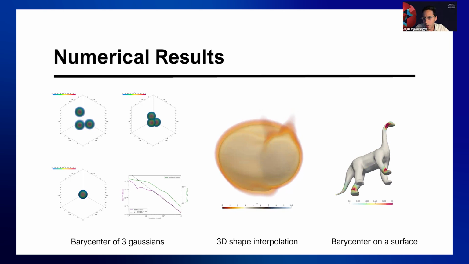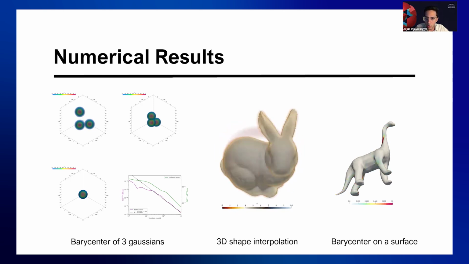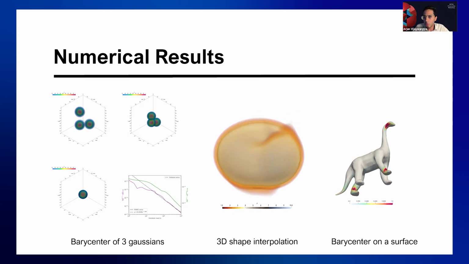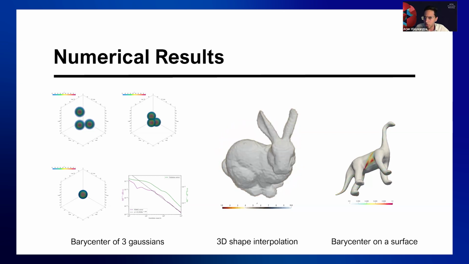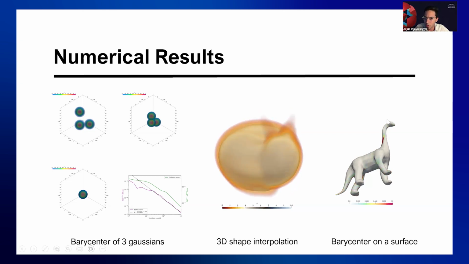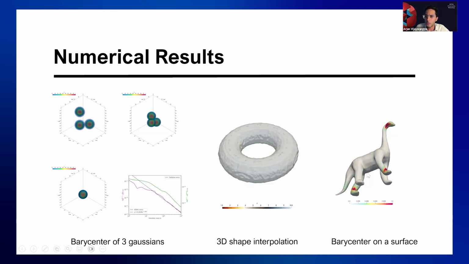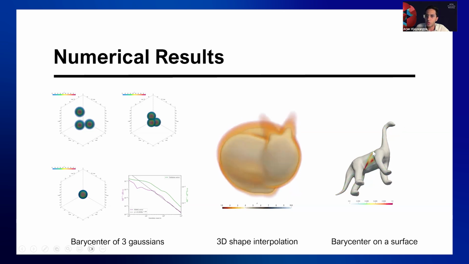Then, just to show that the computational framework itself is robust and can also handle surface meshes and do computations on surface geometry, I computed the barycenter of 4 indicator functions on this dinosaur mesh. So this is not a volume computation, this is just surface computation. I have indicator functions, one of them on the head, 2 on the feet, and 1 on the tail. When the PDHG algorithm converges, it gives me a distribution localized around the abdomen.